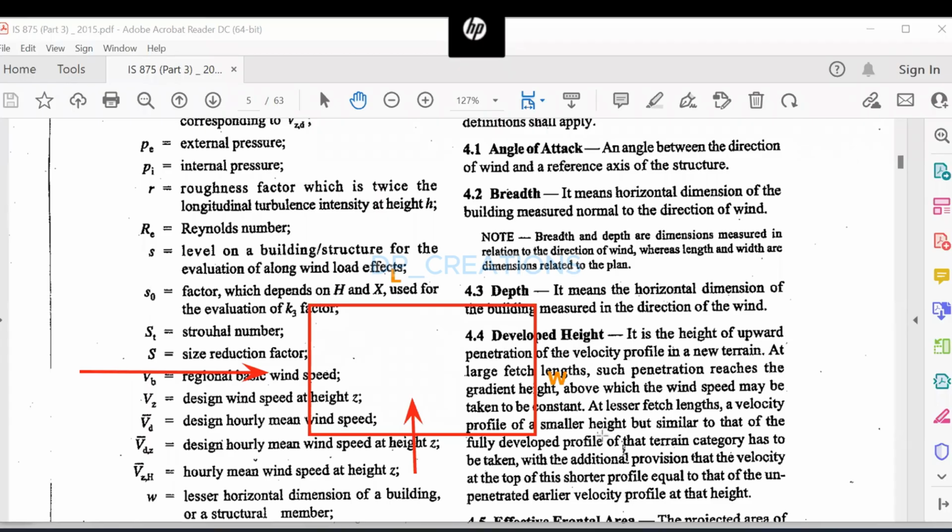Length and width are as per your structure. L and W are the plan dimensions of the structure, and they are fixed irrespective of the wind direction. But depth and breadth, it is the same thing, will be interchanged according to your direction of wind. For example, when the wind direction is horizontal, then W will be your breadth and L will be your depth. But when the wind direction is vertical, then L will be your breadth and W will be your depth. Understood?